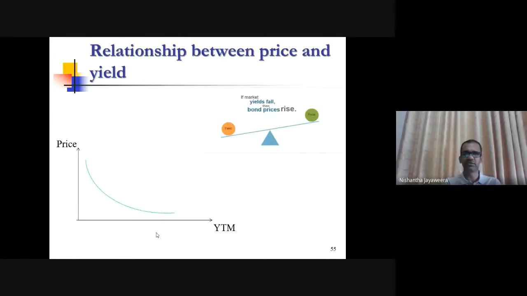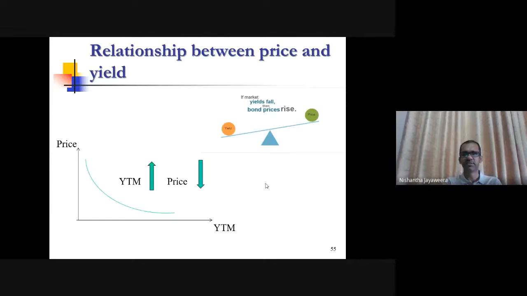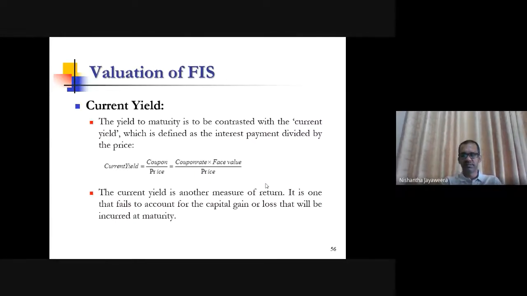Then we discussed the relationship between price and yield to maturity. We know when yield increases, price decreases. And I highlight, this is not the yield curve. Remember that this is not the yield curve. This is the relationship between price and yield to maturity.